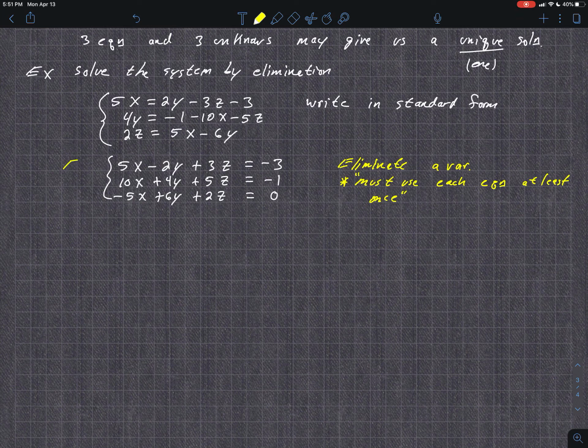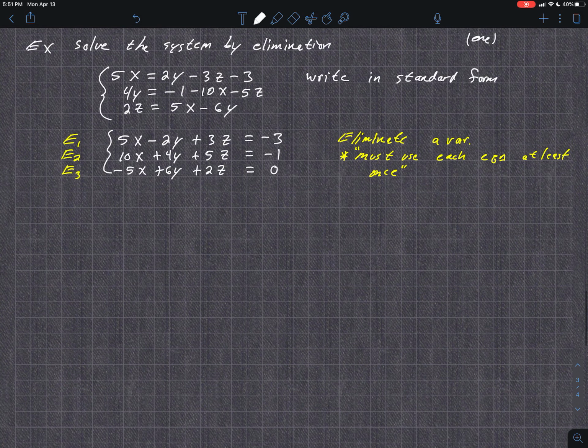So let's do that. I'm going to call this equation 1, equation 2, and equation 3 in that order so I can say what I'm doing. And this is important for future stuff for matrices. So I'm going to do equation 1 plus equation 3, and then write it right there. I add those together and I get 4y plus 5z equal to negative 3. So I've just eliminated the x.